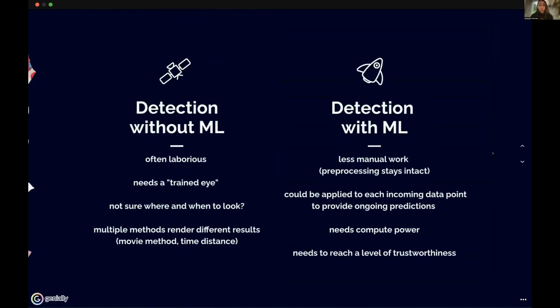So with machine learning, we aimed at taking this a step further towards less manual work. We imagined that we could apply these algorithms to each incoming data point in real time to provide ongoing predictions. But for this, we obviously need a lot of compute power and we need to reach a level of trustworthiness. Now, what I will present shows qualitative results, but we still need to work on the quantity.